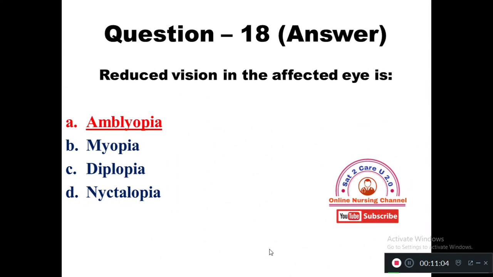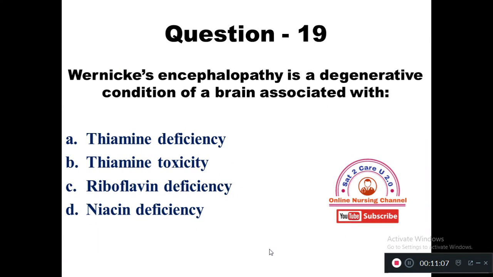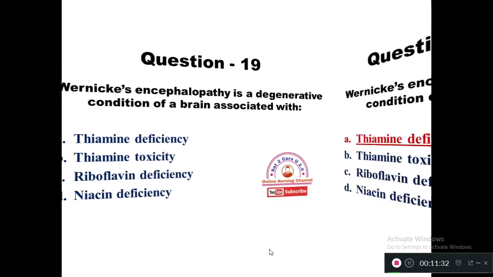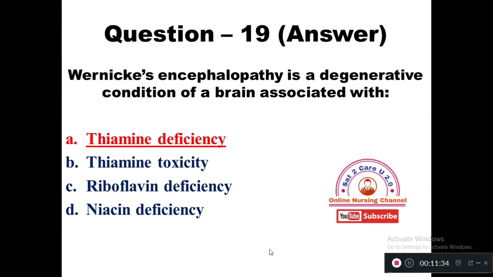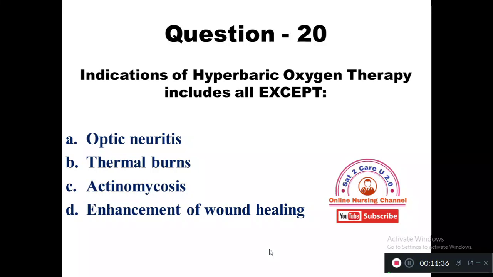Question number 19. Wernicke's encephalopathy is a degenerative condition of your brain associated with: A, Thiamine deficiency, B, Thiamine toxicity, C, Riboflavin deficiency, and D, niacin deficiency. So Wernicke's encephalopathy, an organic brain disorder, degenerative in nature, is associated with thiamine deficiency. Option A is right.